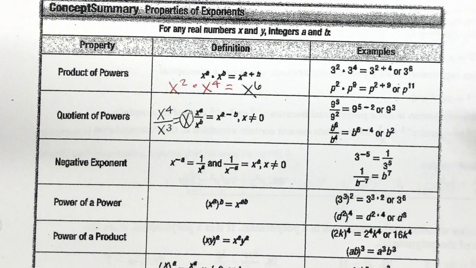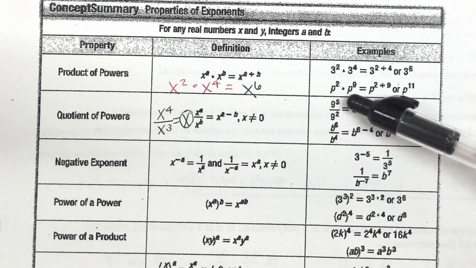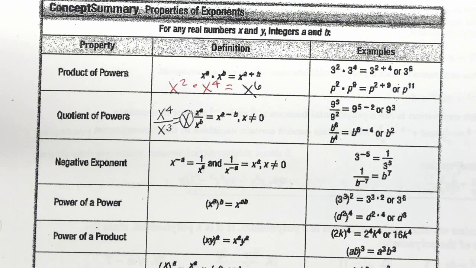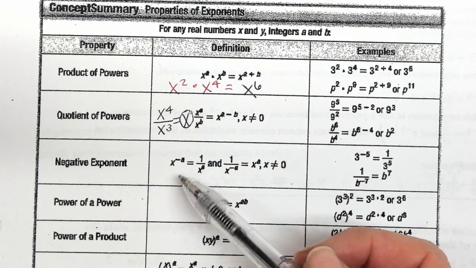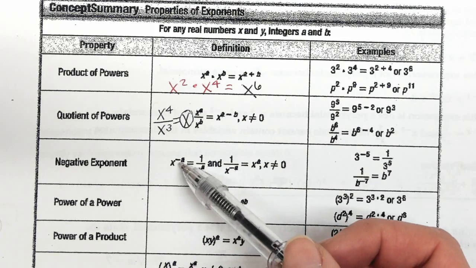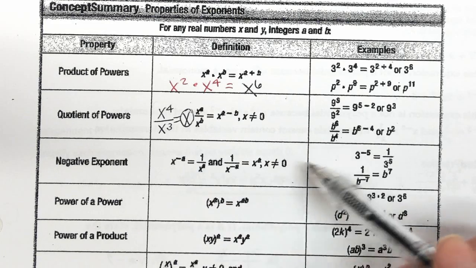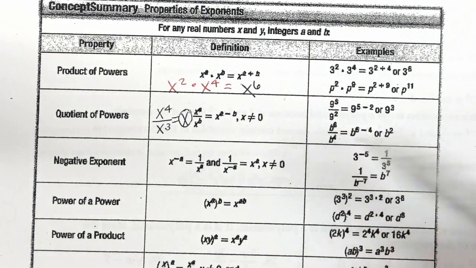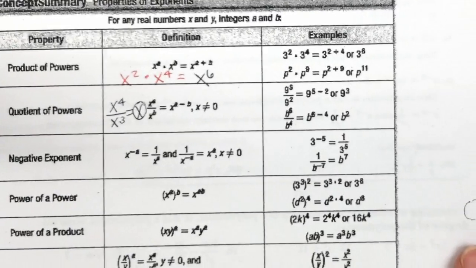Okay, and you can do that with these. See, 9 to the fifth over 9 to the second power, you just subtract the exponents and get 9 to the third. Alright, negative exponents. So say if we had x raised to a negative power, to make this a positive, you move it to the bottom. If it was a negative on the bottom, you'd move it to the top. So let me give you two examples. I'll write them out to the side.